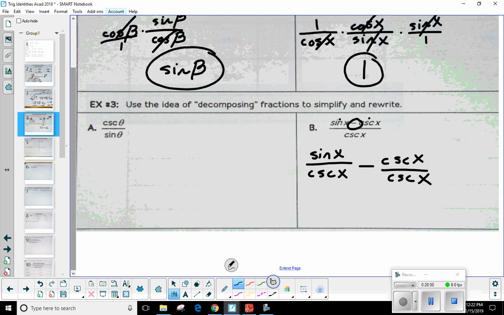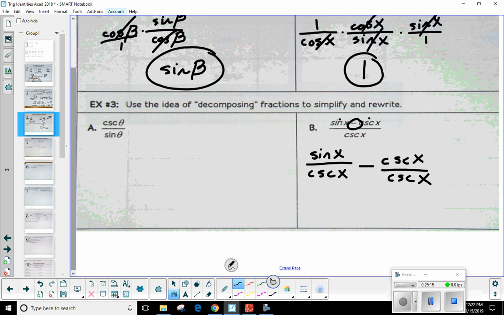Okay, now does anybody think they know what that final answer should be? What's the single trig function this should simplify to? Sure, what do you think it is? Yes. Now, use the Pythagorean identity to finish it up. Okay, so let me catch up with Brandon.